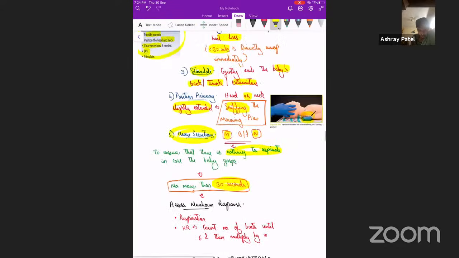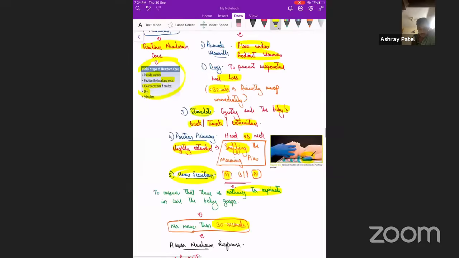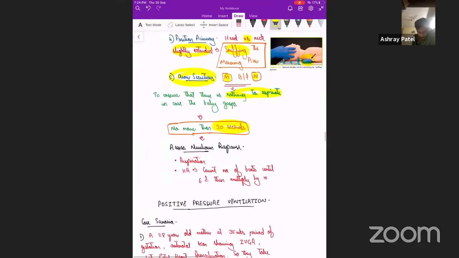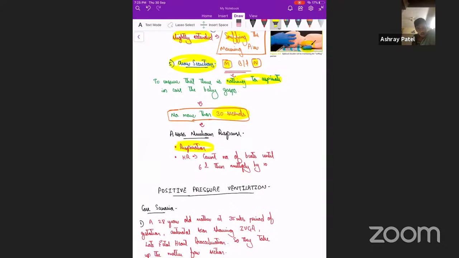So let's go back and look at our case. Once these initial steps of resuscitation were done, the baby recovered well. It had spontaneous efforts and the heart rate was more than 100, around 120 beats per minute. So this baby recovered well. And how do we count the heart rate? We count the number of beats for 6 seconds and then multiply by 10. Since we cannot waste time, we count for 6 seconds and multiply by 10.